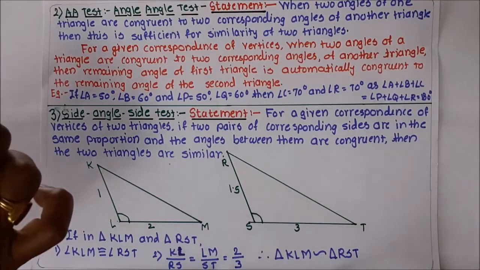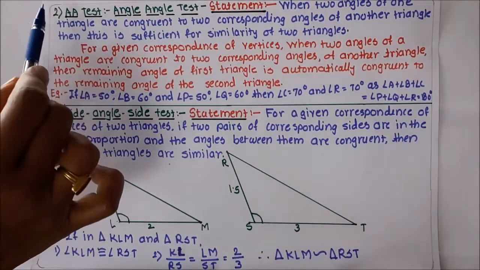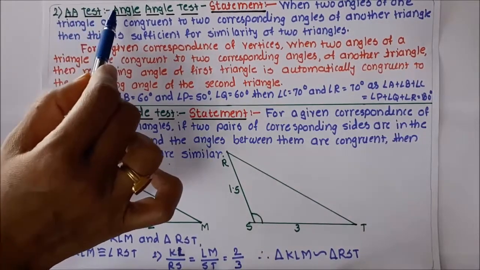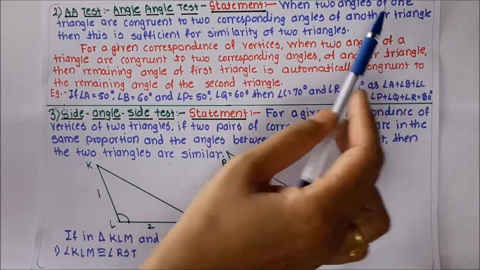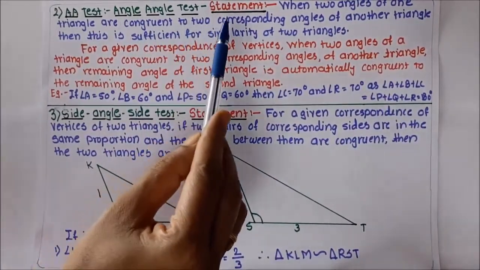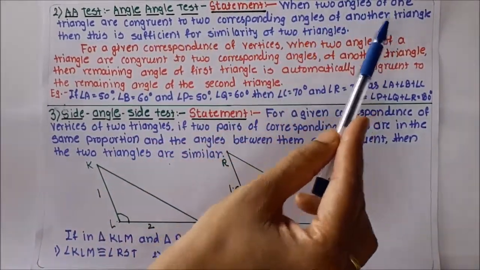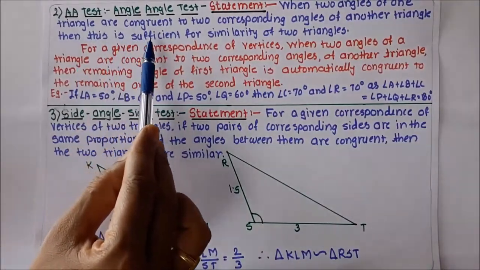Okay, now this is the second test of similarity, that is AA test. Its full form is angle angle test. Statement: When two angles of one triangle are congruent to two corresponding angles of another triangle, then this is sufficient for similarity of two triangles.